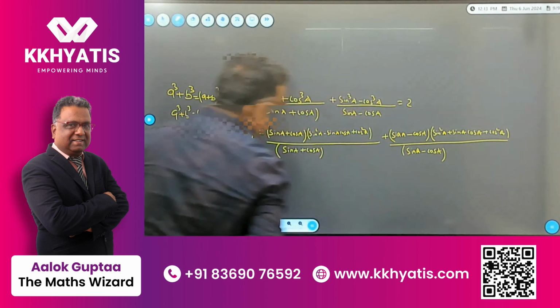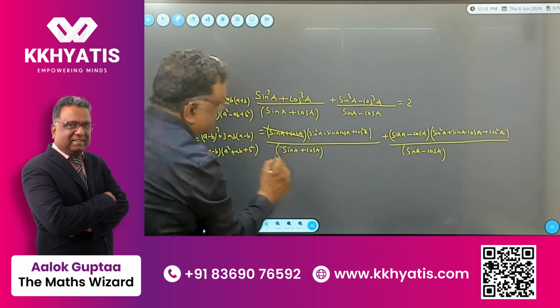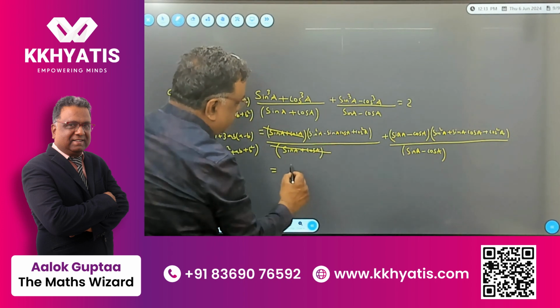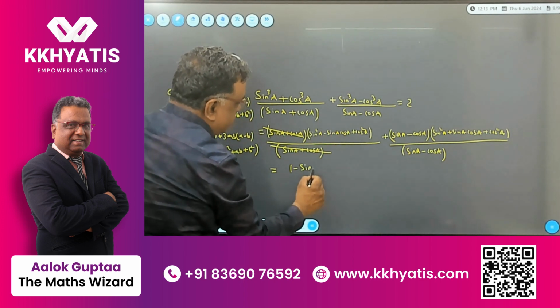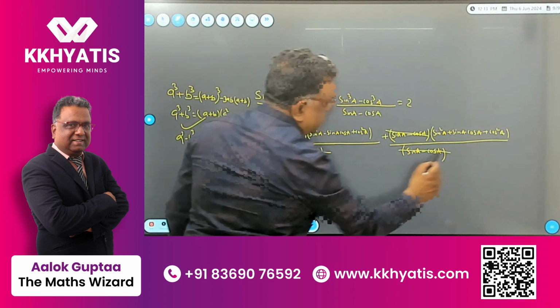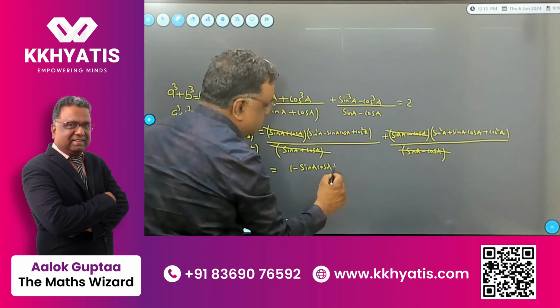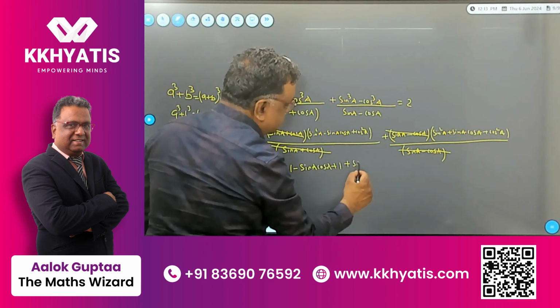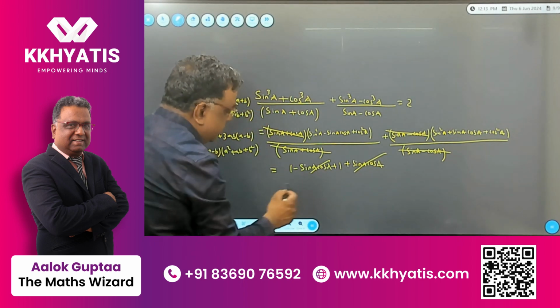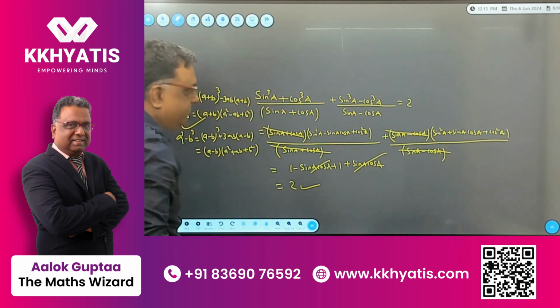Okay. So now this sine a plus cos a will cancel out. This sine square a plus cos square a will become 1, which will be 1 minus sine a cos a here. This will cancel out here. Sine square a plus cos square a there also will become 1, and there will be plus sine a cos a there. Now this sine a cos a and this sine a cos a will cancel out. 1 plus 1 is 2. So we have proven this.